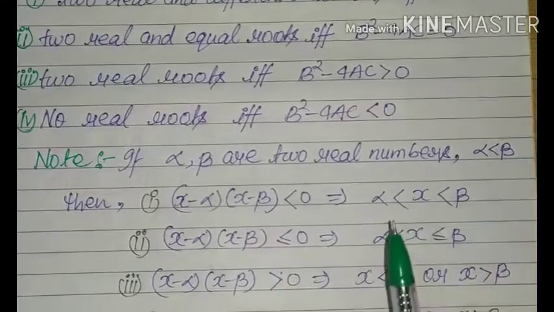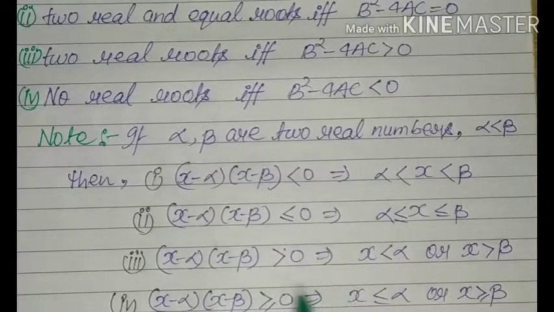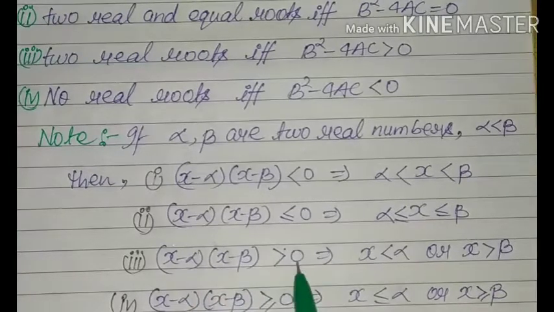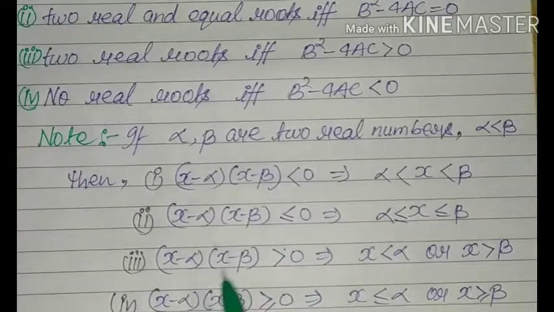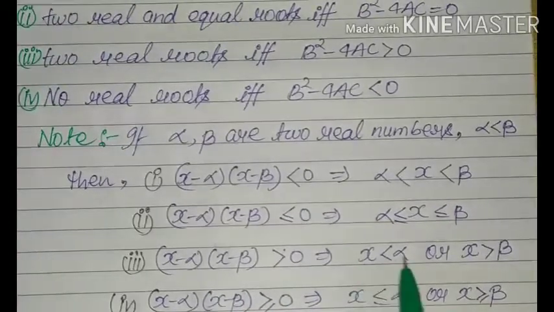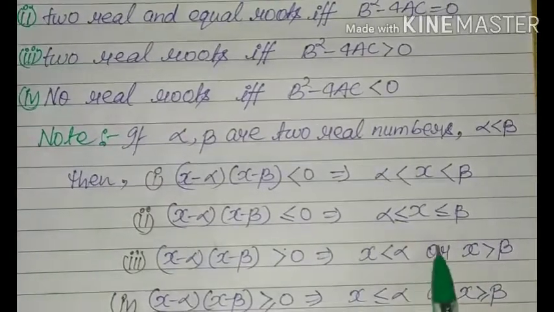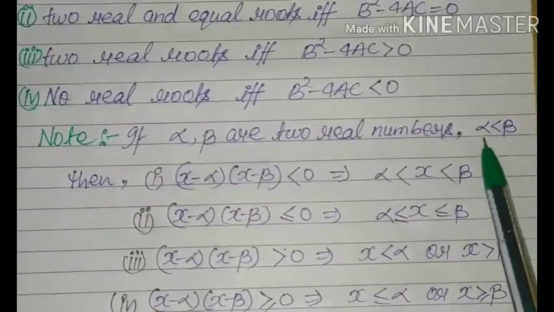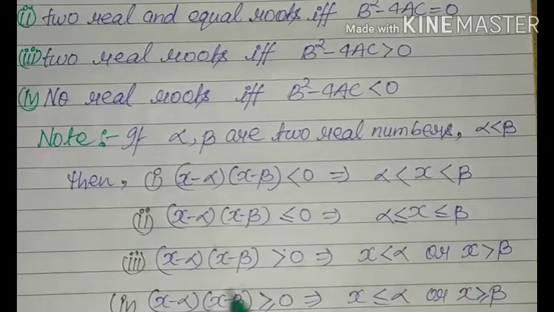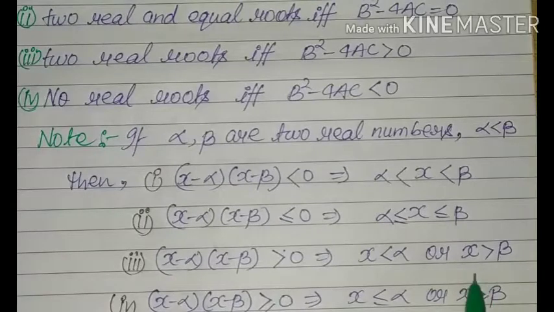Okay. The third one is (x minus alpha)(x minus beta) is greater than 0, which means the product of the two brackets is positive. This implies that x is less than alpha or x is greater than beta. Okay, and note that alpha is less than beta. If this is given, then you can write x is less than alpha or x is greater than beta.